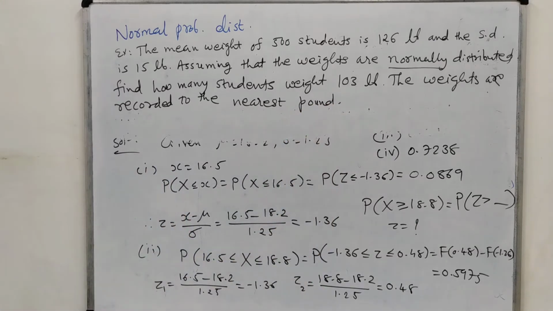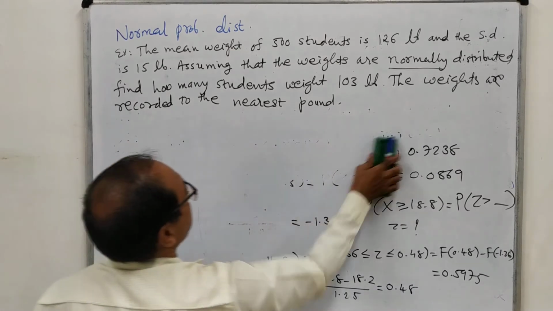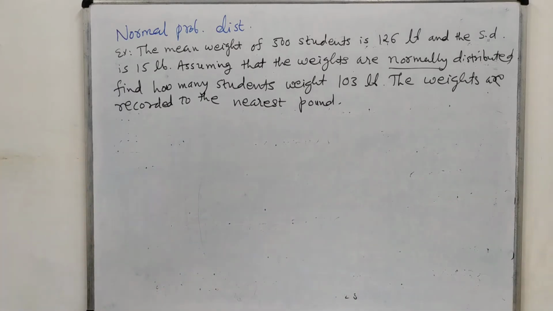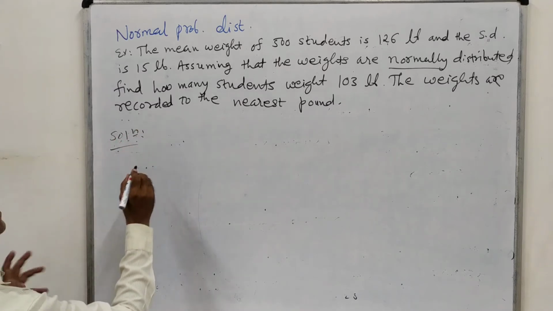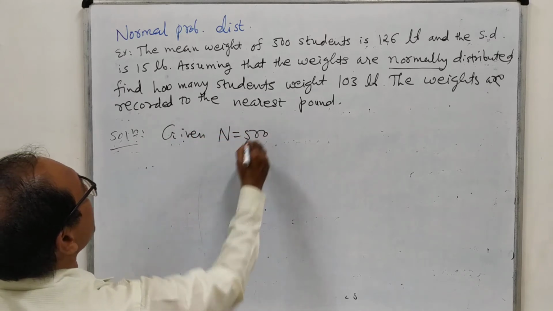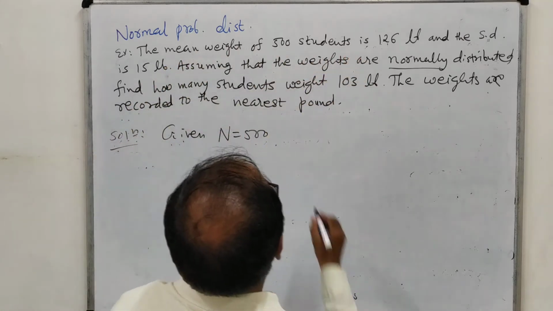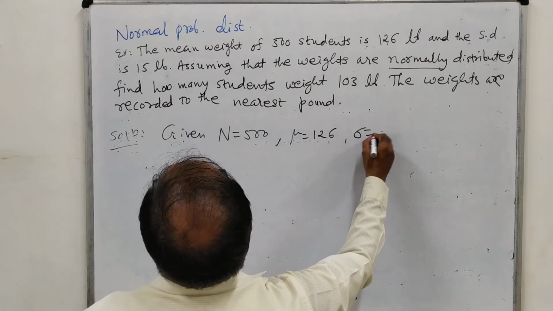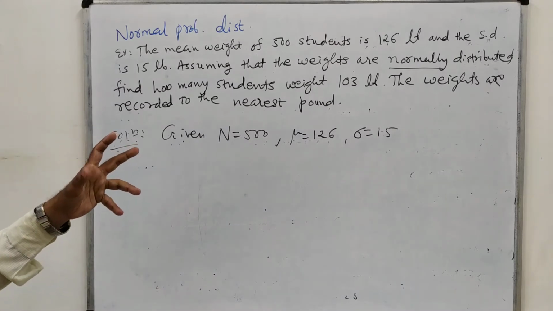So now, see, this is also a very simple example, nothing is difficult, and you can get the marks very easily. So in the solution, here we are given 500 students, that means capital N equal to 500, total number of students, and the mean weight, that means average weight of the students is given, that means mu is 126, and the standard deviation sigma is 15 pound. So we are already given this, and the distribution is normal.